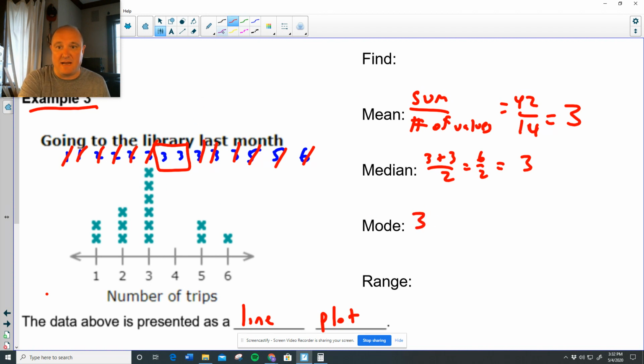Finally, I've got my range. Range is the largest value minus the smallest. So here, my largest value is 6. My smallest value is 1. So when I subtract them, my range is 5. Answer the questions below.